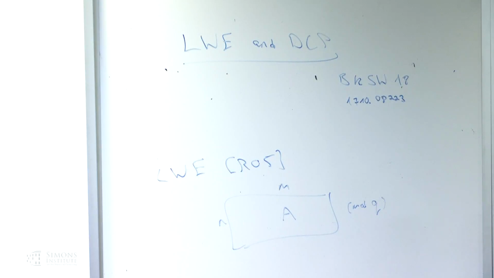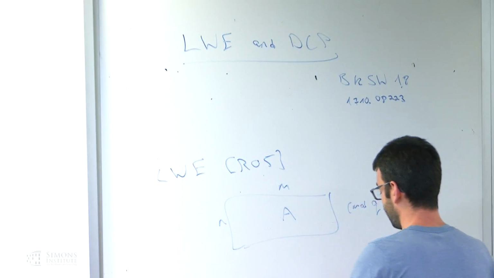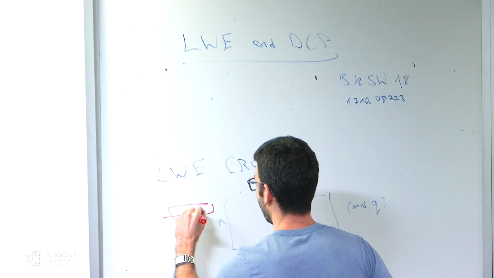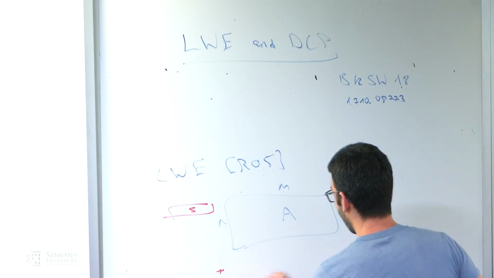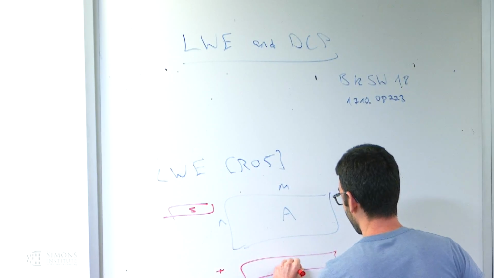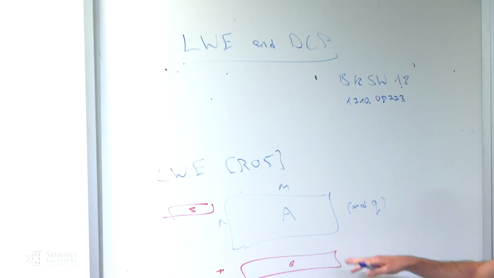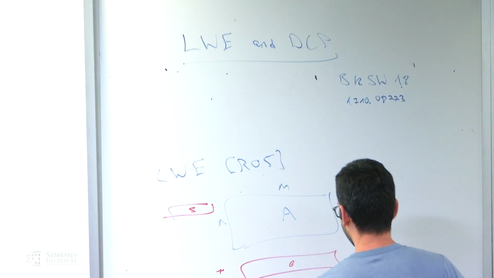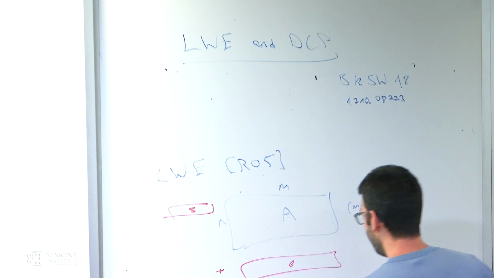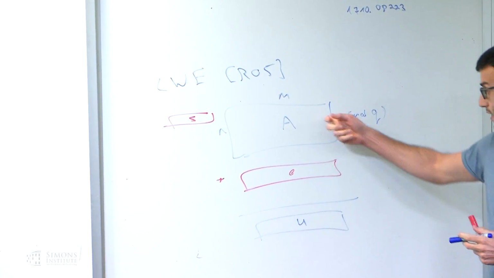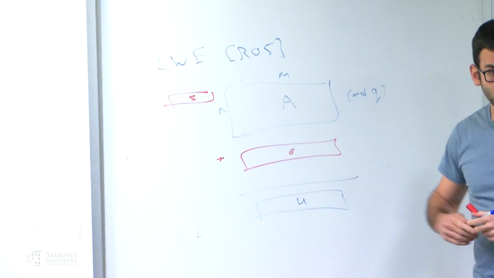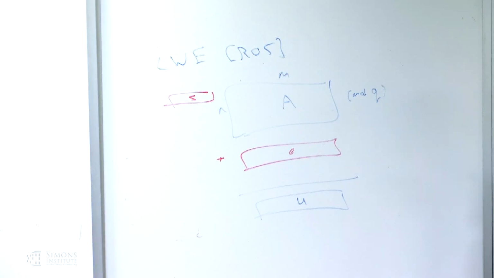And this is a public random matrix. And now what we do is we take a random linear combination of the rows of A. We add to that some small noise, so some vector where all elements are just small numbers, much smaller than Q. The result of that is some other vector. Let's call it U. And the learning with errors problem is, given the matrix A and the vector U, to find the coefficients S.